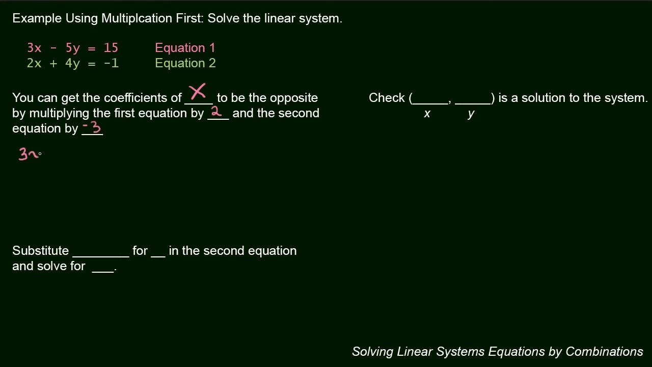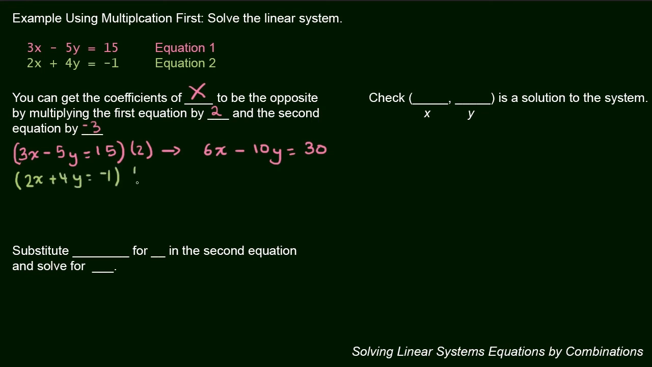This first equation, 3x minus 5y equals 15, I'm going to take this entire equation and multiply it by 2, which transforms the equation to 6x minus 10y equals 30. I'm going to do a similar process with my second equation. So I now have 2x plus 4y equals negative 1. And I'm going to multiply that by negative 3, which gives me negative 6x minus 12y equals positive 3.